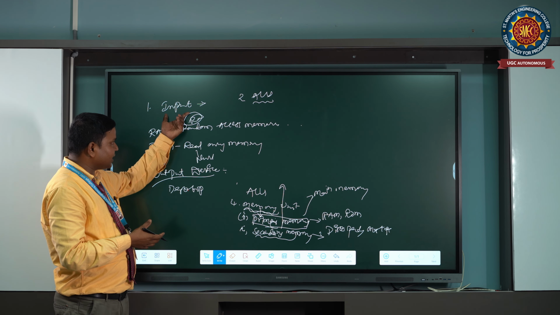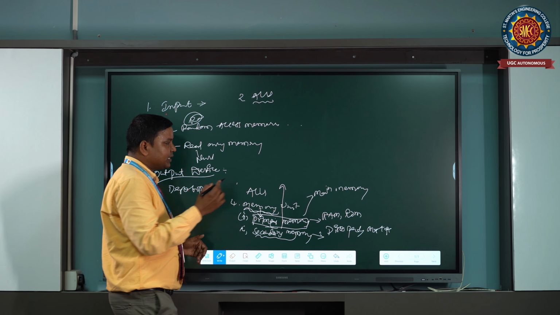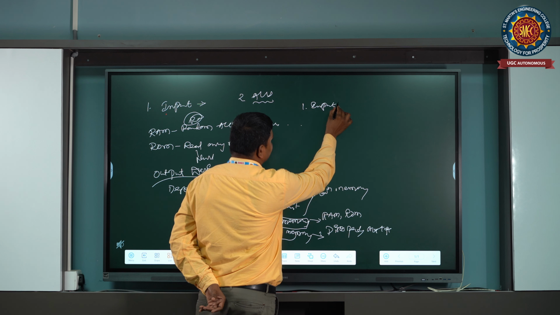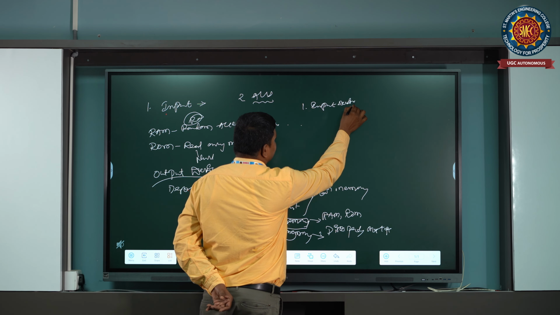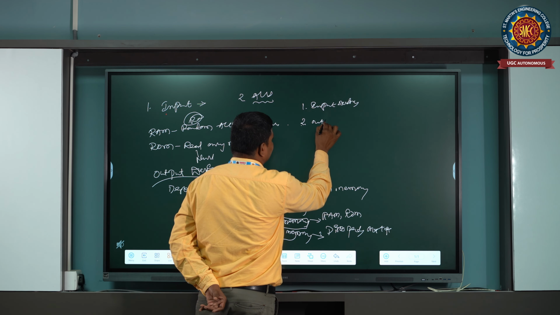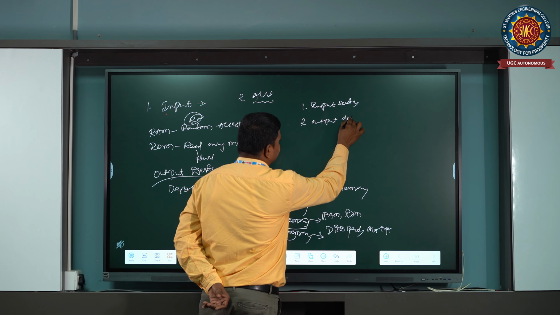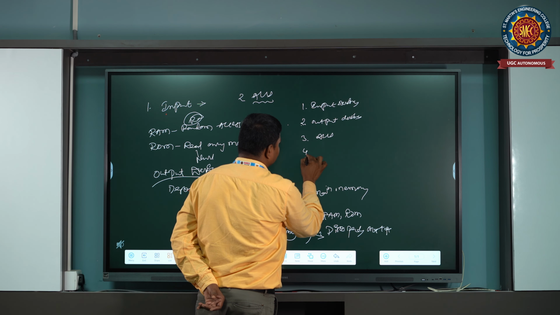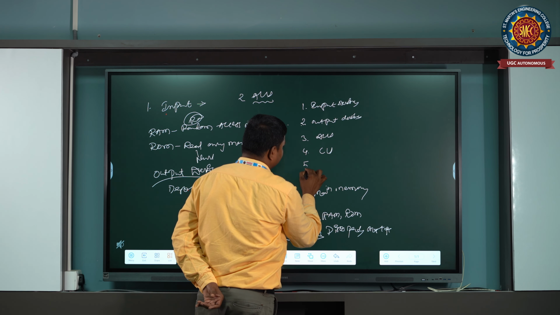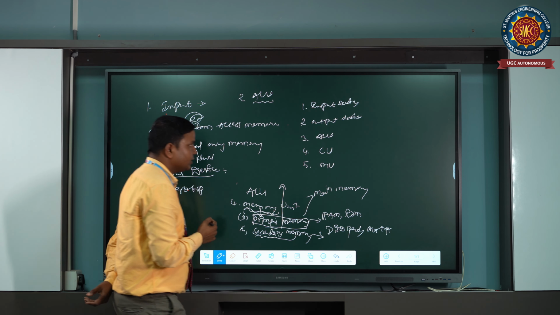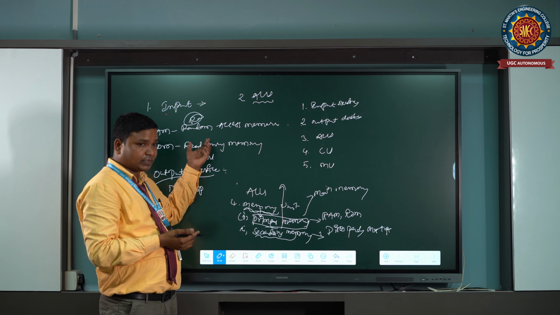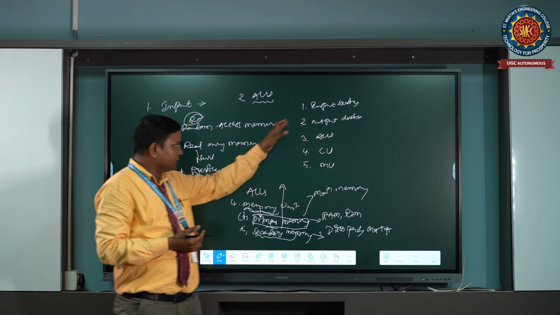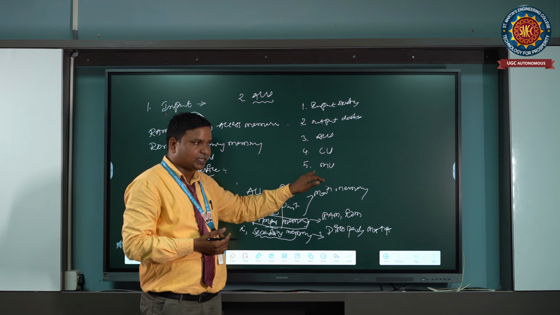So what are the components of the digital computer? First is the input devices, next are the output devices, third is the ALU, fourth is the control unit, and fifth is the memory unit. Examples of input devices are the keyboard and mouse.